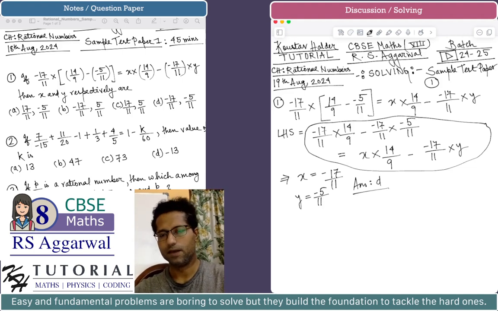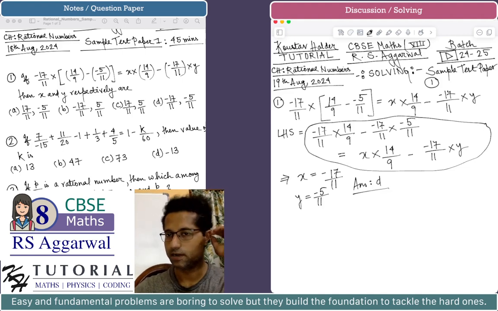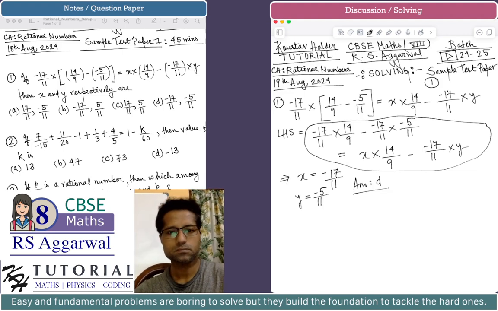Now, we applied the distributive law of multiplication over subtraction of rational numbers. We applied the distributive law on the left hand side, and we tried to express the left hand side similar to the right hand side, and through observation we can clearly find out what x and y are. While I am solving the problem, you can pause the video and take a screenshot of my solution for your future reference.